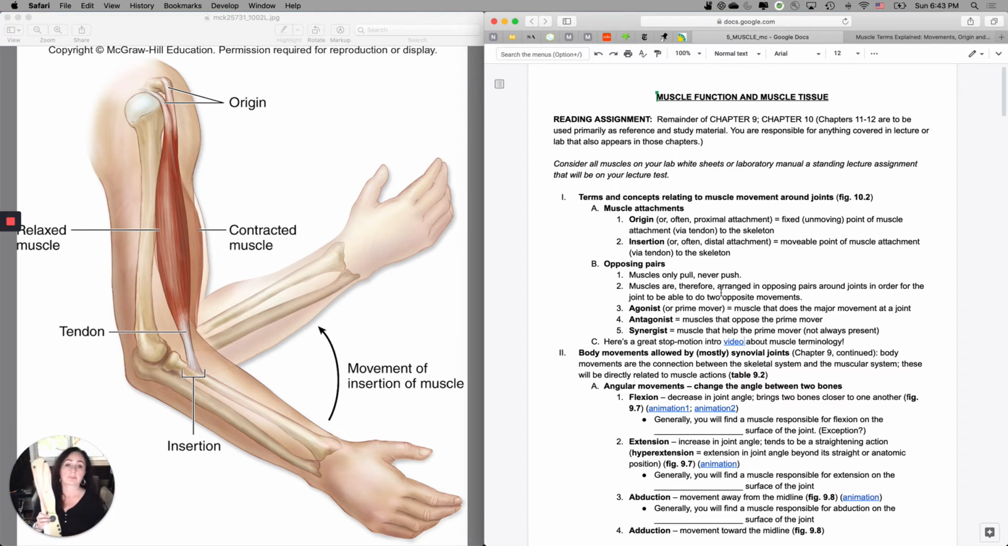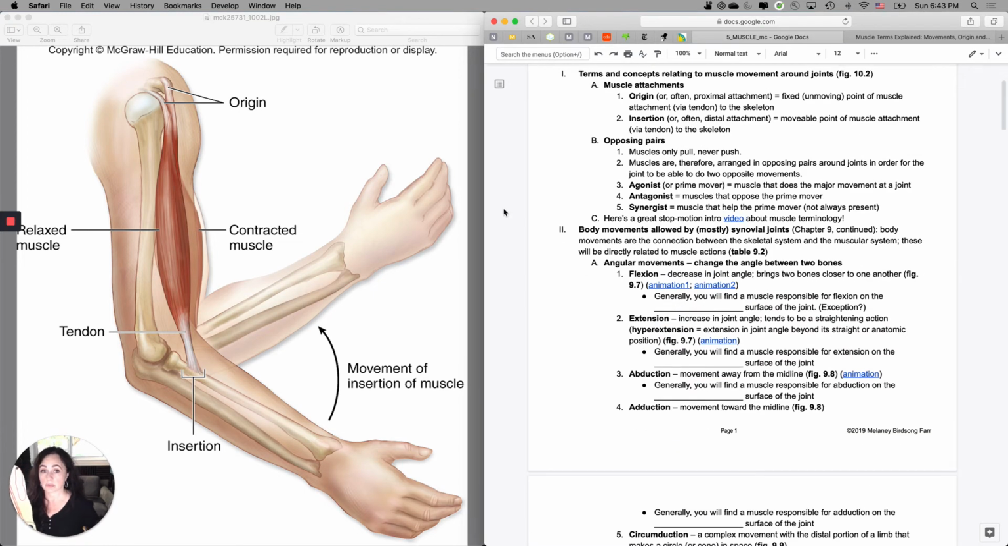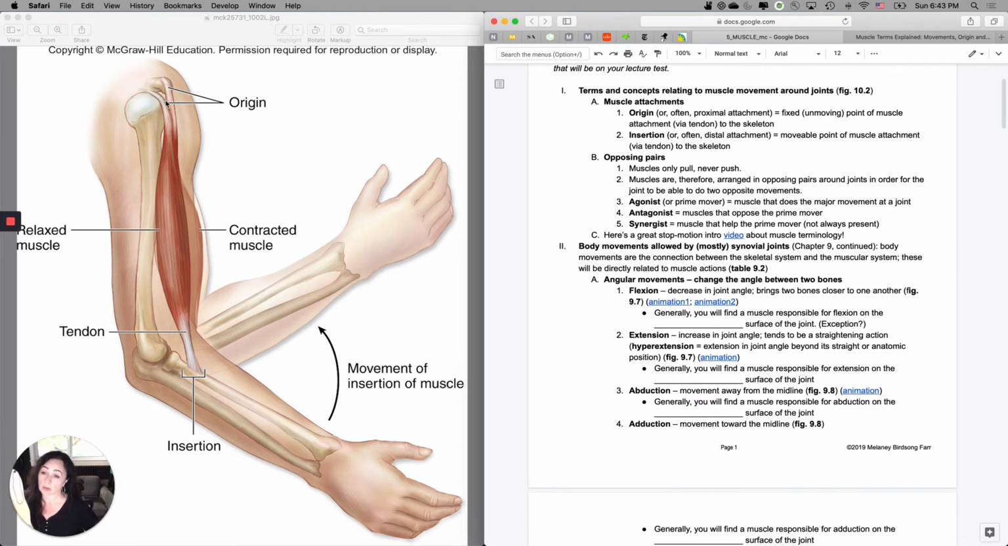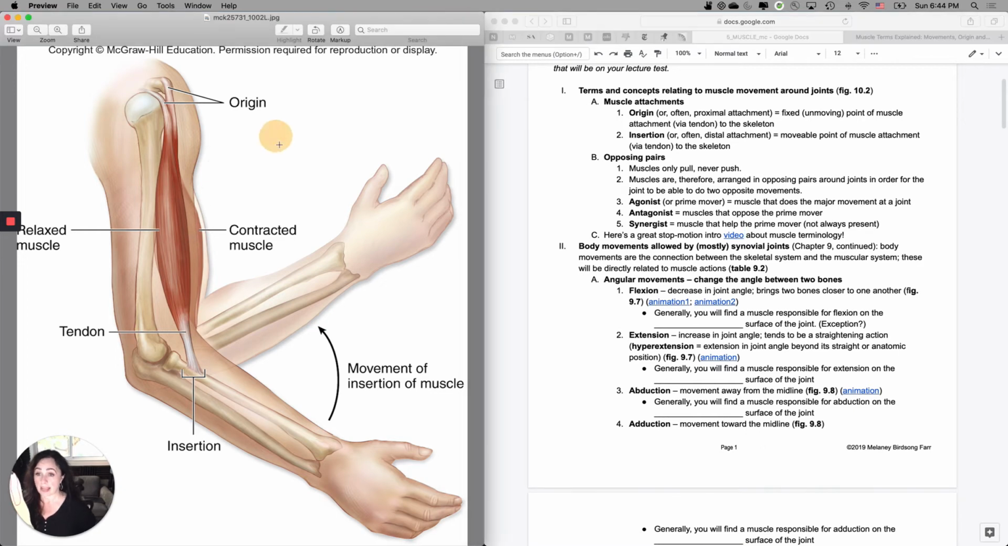So, in order to get a muscle to do two opposite actions around the same joint, you're going to have to pair the muscles around the joint. This muscle right here that we're seeing in this figure is the biceps brachii. When this one contracts, it will do that action. But in order to get it to do the opposite action, we're going to have to strap a muscle on the other side of this joint and contract that one. So muscles are arranged in what we call opposing or sometimes antagonistic pairs.